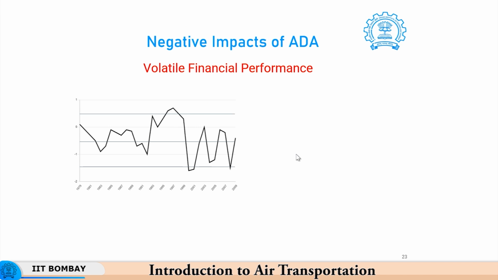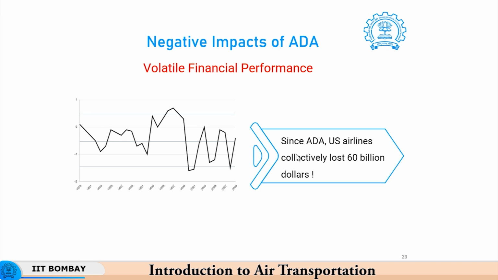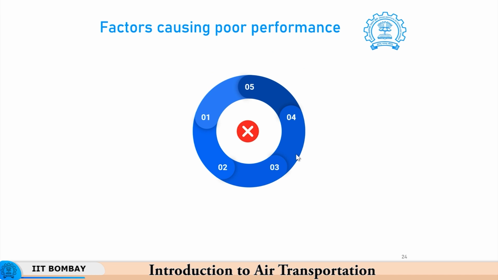Okay. Then there were also some other negative impacts of ADA, very volatile financial performance. In fact, the US airlines collectively lost $60 billion. We only hear about the profitability aspects or the good aspects of ADA, but we should also remember that many airlines were wiped out, and many of them also lost a lot of money. So, there was also a problem. So, what are the factors that caused poor performance of the airlines?